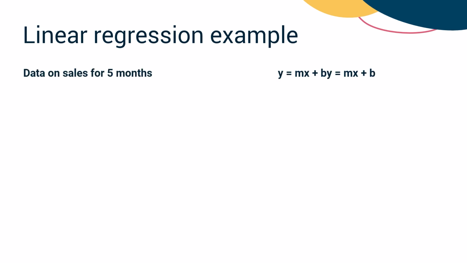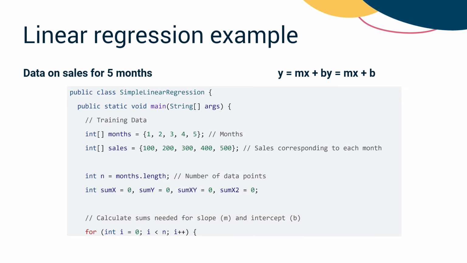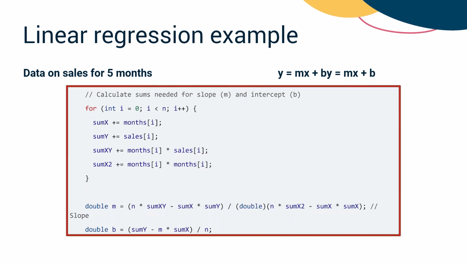Imagine you have data on sales for the last 5 months and want to predict sales for the 6th month. You would use code similar to this code snippet. The program starts with training data. The past sales numbers are matched with the months they occurred. Then, it performs calculations to understand the pattern.